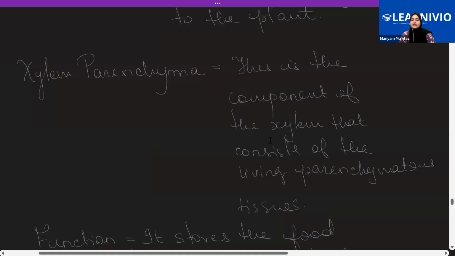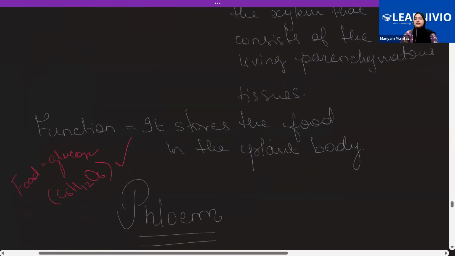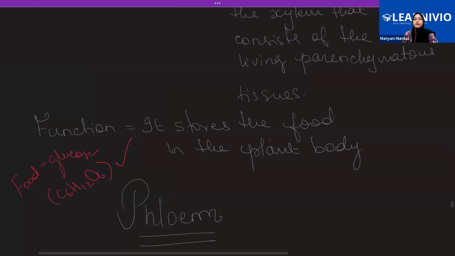Then comes xylem parenchyma, the last component of the xylem. This is the component that consists of living parenchyma tissues. Right? And wherever parenchyma is there, it is obviously living. And what is the function of parenchyma, students? Storage, right? In the same way, the xylem parenchyma also stores food in the plant body. And you all know that the food of the plant is the glucose molecule. Is it clear to everyone?